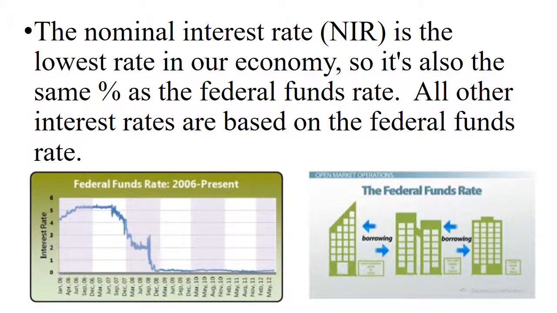Now, when we label the money market model, I always want you to put NIR, nominal interest rate, as the price of money. Just pointing out that this is the base, the lowest interest rate in the economy. So let's say it's 2%. That will match up with the federal funds rate, which will also be 2%. They're the same value.